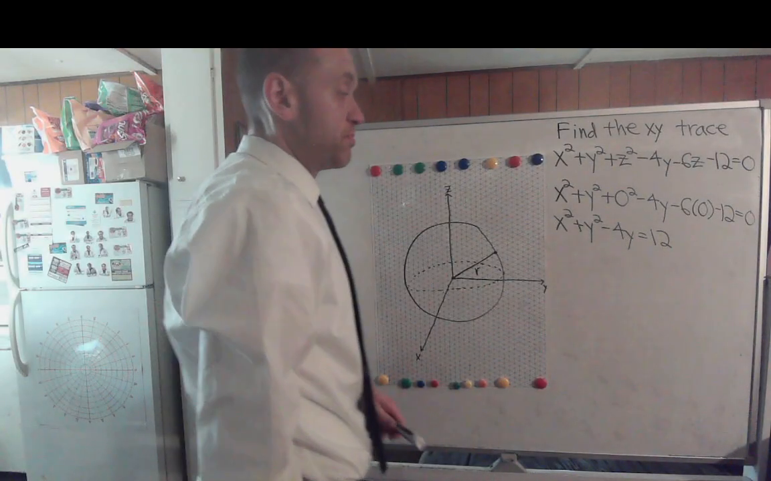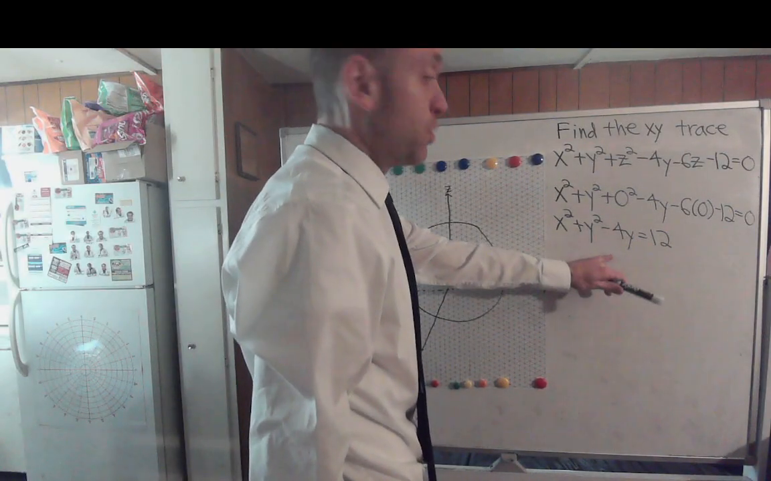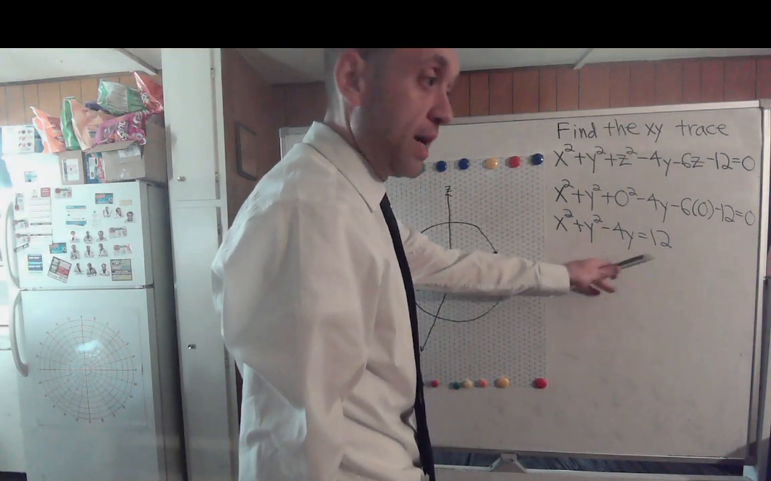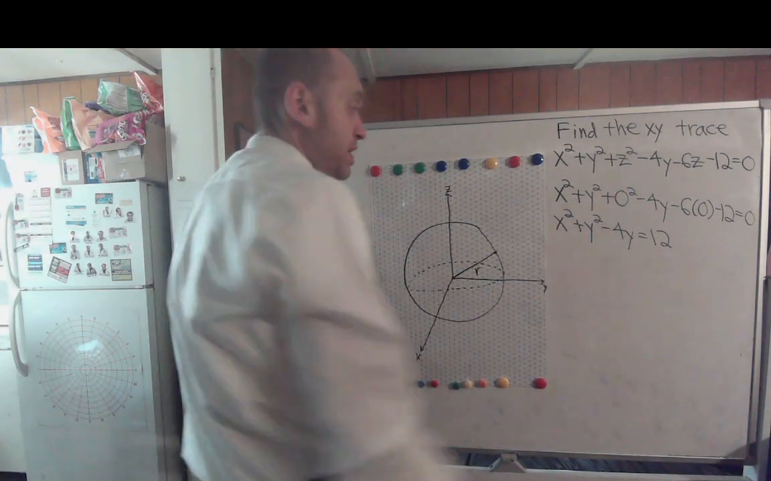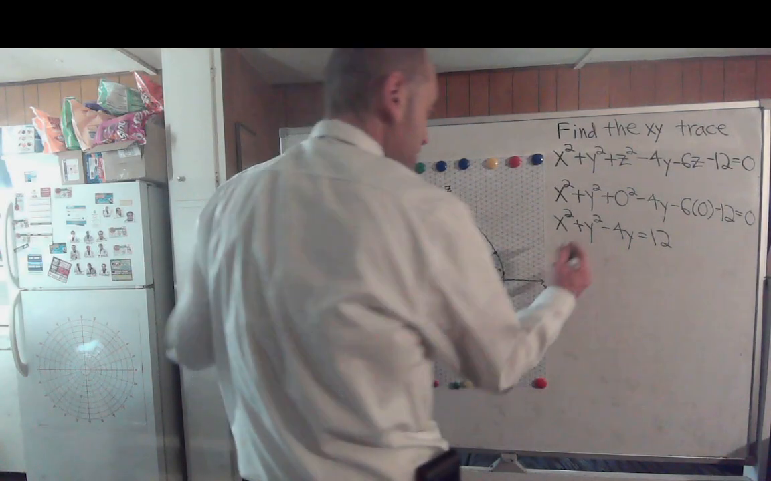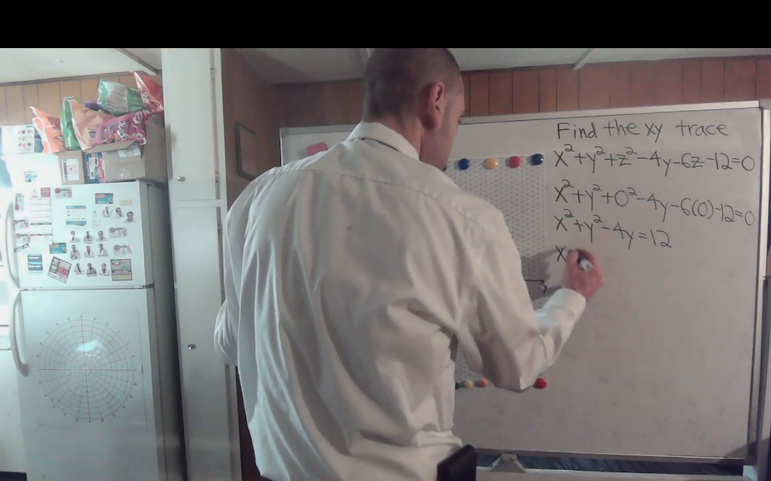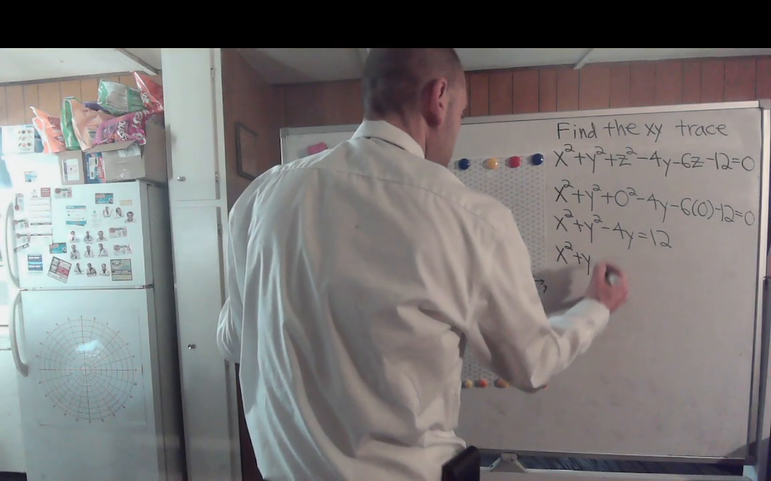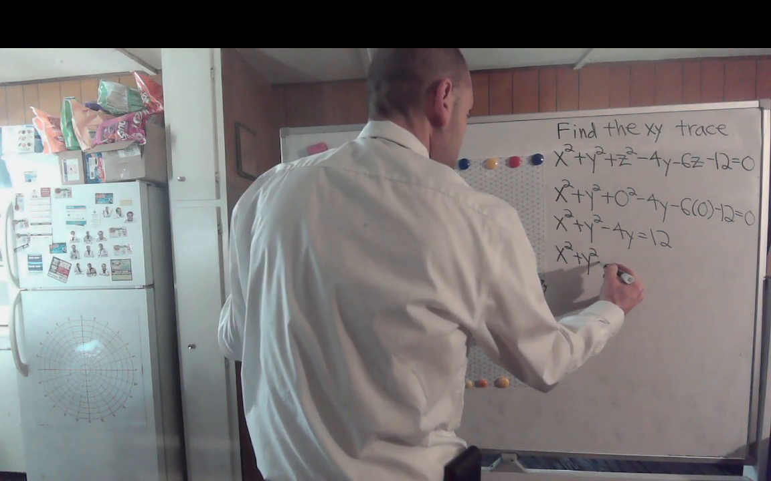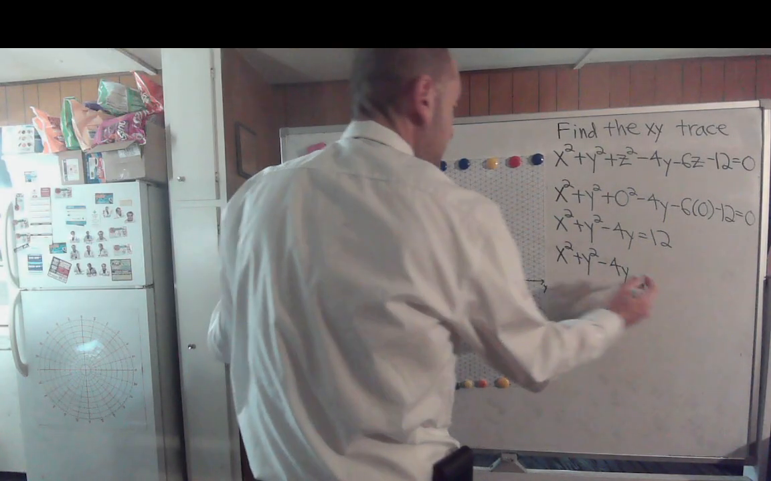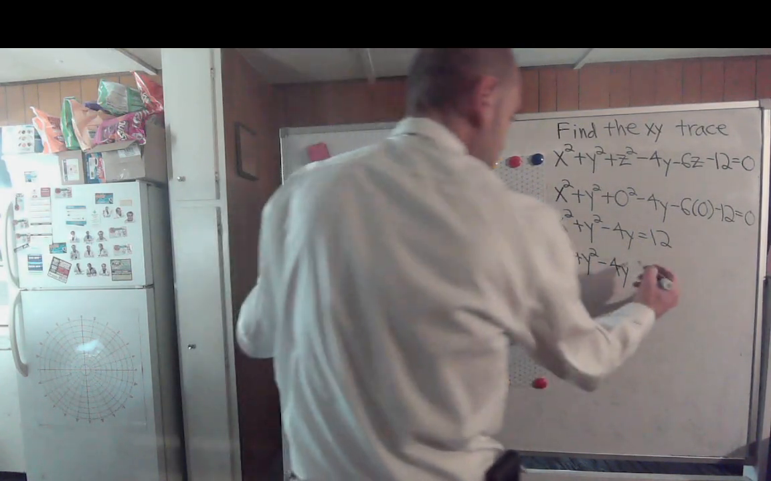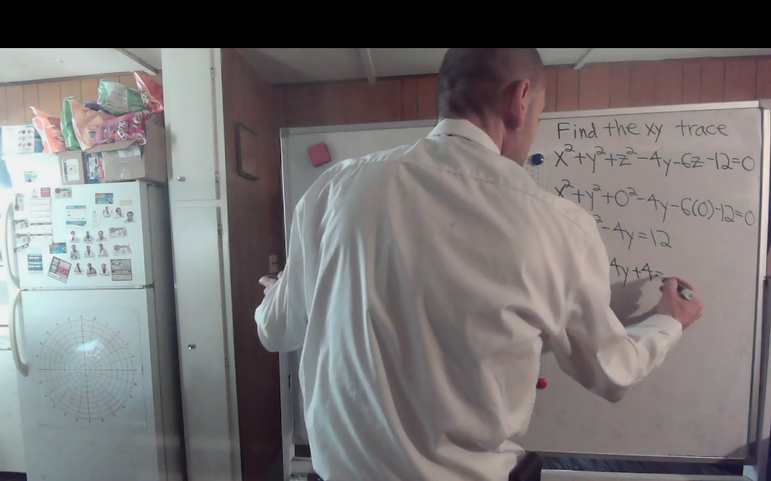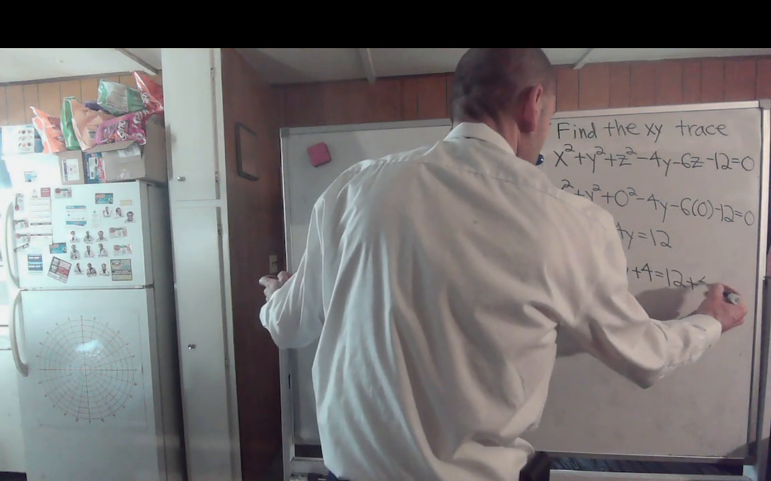Now, to get the form of the trace equation where we have the center and the radius, of course, we need to complete the square on the y term. So this would turn into x² + y² − 4y. Half of negative 4 is negative 2. Square that, you get positive 4. That would equal 12 + 4.